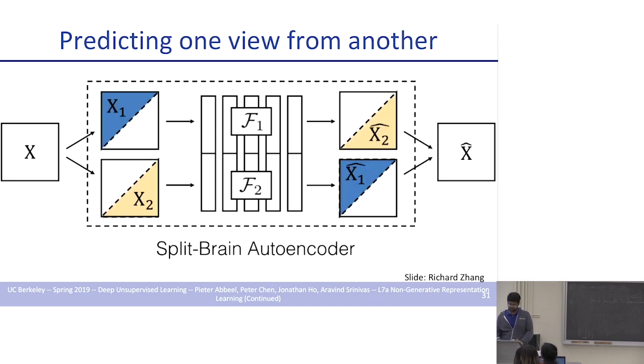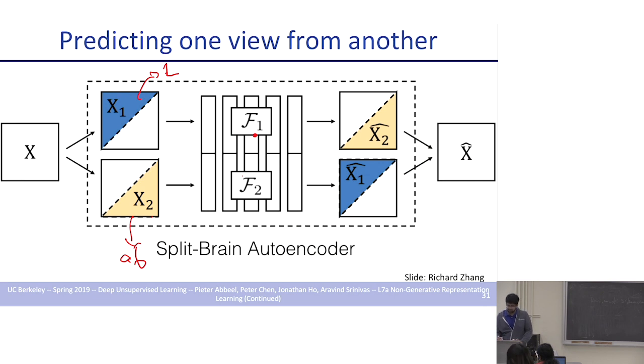Another clever way of doing this is to say, let's say this is the L channel and this is the AB channel. So these are two different views. Instead of just trying to predict AB from L, you have two parts of the encoder, F1 and F2. F2 encodes AB, F1 encodes L. In the previous pipeline, you would only encode L and reconstruct AB. Now you would encode both of these.